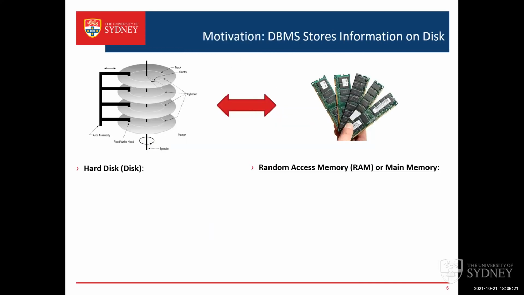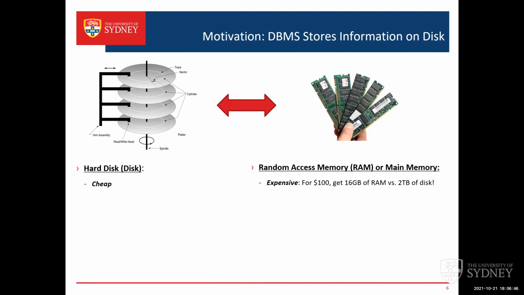Since we are looking into the physical storage today, first a simple overview of hard disk and main memory. I'm guessing all of you are familiar. If not, then that's fine. In our computer, we have two types of memory. One is known as main memory or primary memory, typically known as RAM. And another one is secondary memory, also known as hard disk.